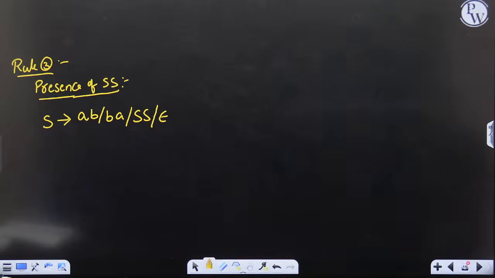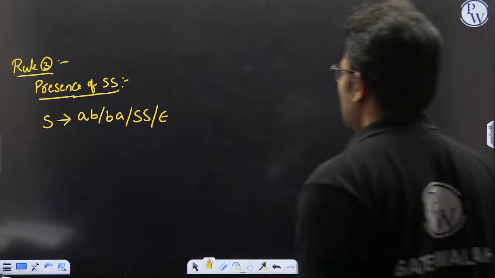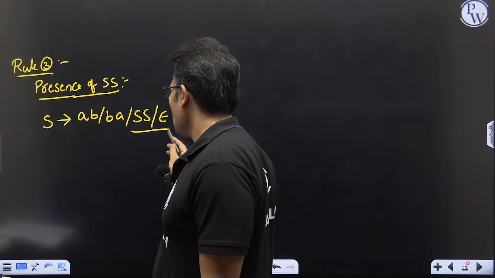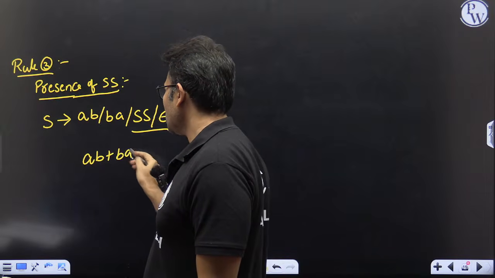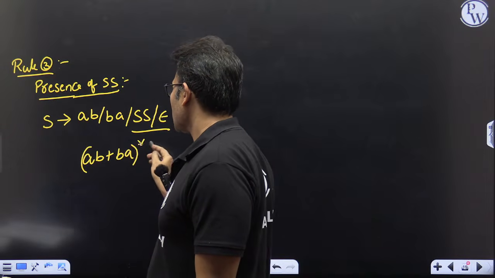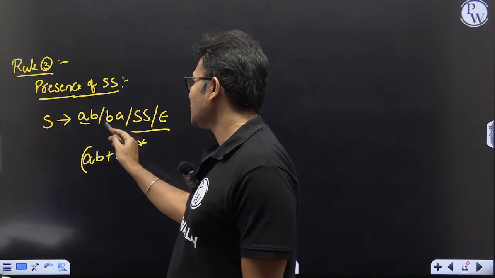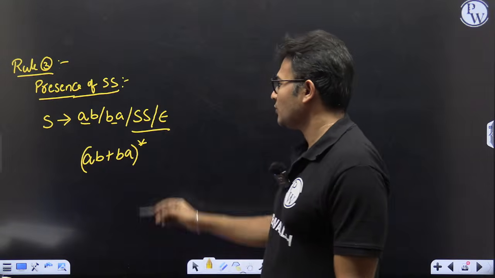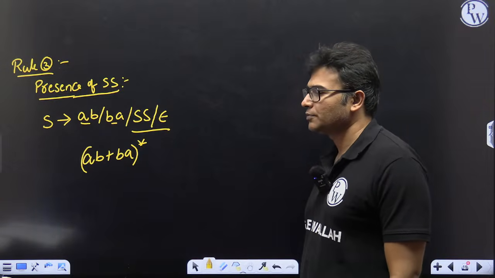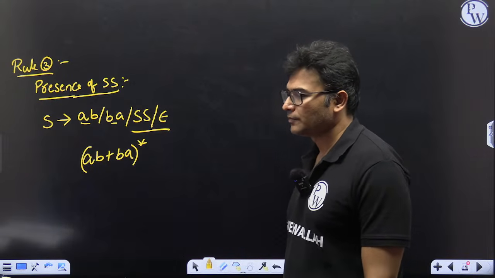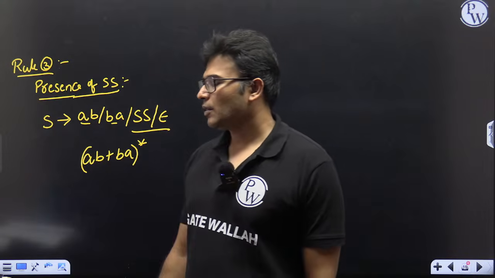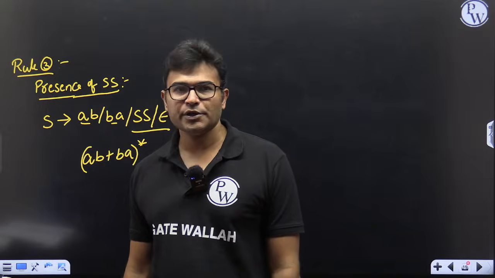So whenever you have a grammar like this, whenever there is SS and epsilon, what you can do is you can write it as (AB + BA) star, right? Whatever is here, you can take them and put a star whenever S derives SS and epsilon is there. Okay. Now tell me whether this grammar is ambiguous.